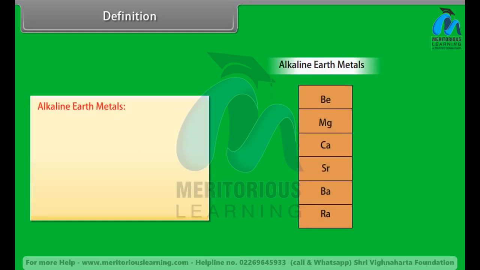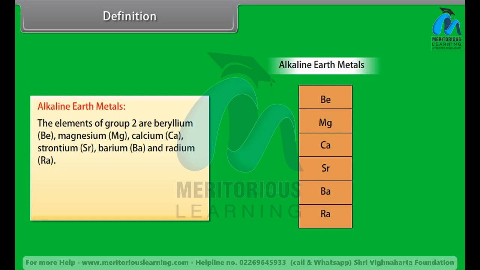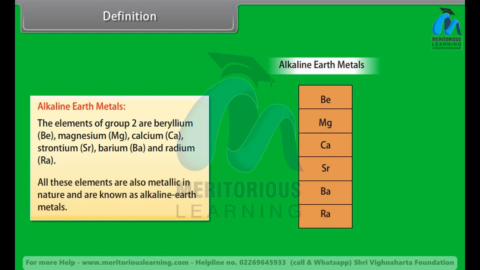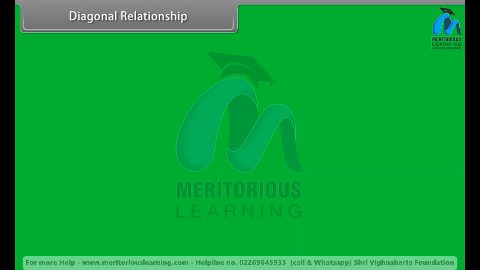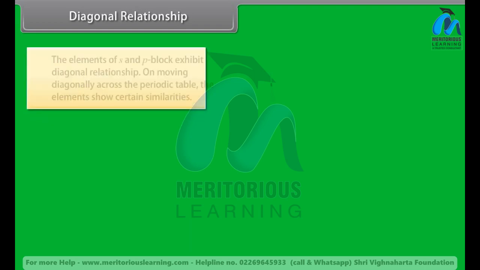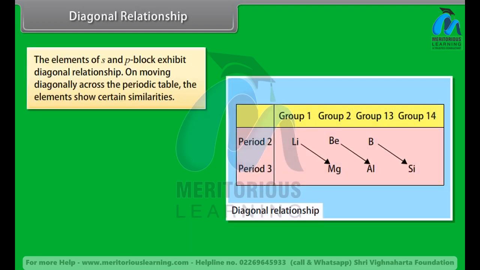Alkaline earth metals. The elements of group 2 are beryllium, magnesium, calcium, strontium, barium and radium. All these elements are also metallic in nature and are known as alkaline earth metals. Diagonal relationship. The elements of S and P block exhibit diagonal relationship.